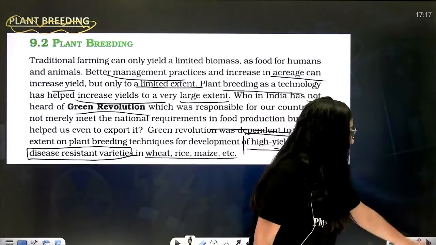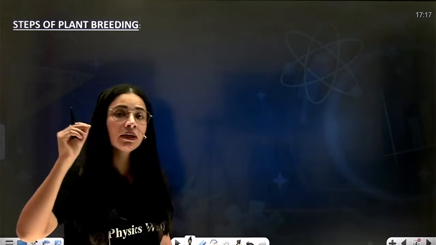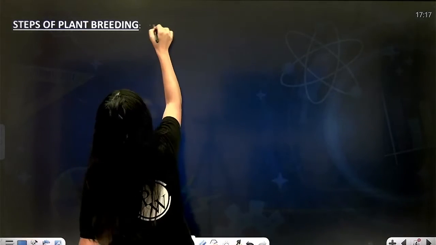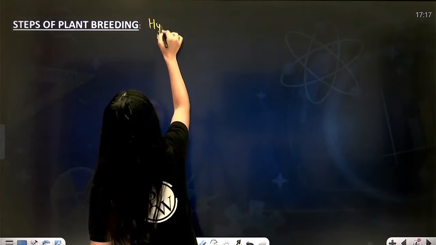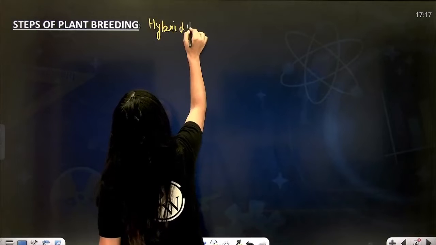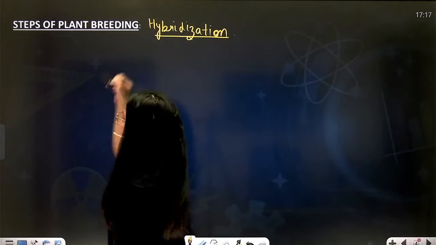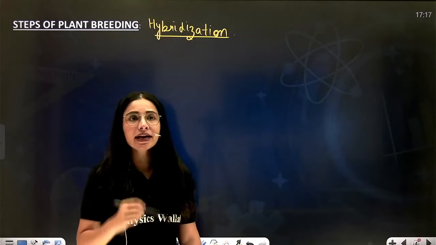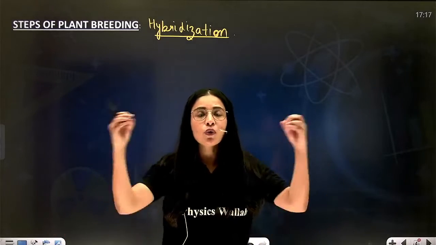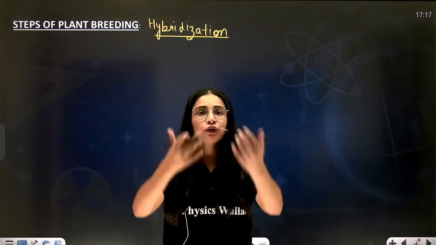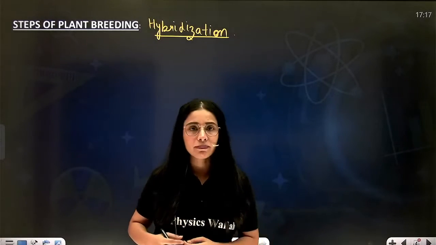So for this, now we are going to see the steps of plant breeding. This is conventional plant breeding, that is also known as hybridization. So basically now we are going to study about hybridization. Right? Now what is this hybridization? Hybridization simply means joining the good qualities of the parents in order to produce a new offspring that has both the good qualities of the parents.